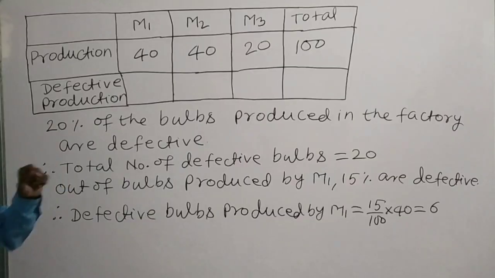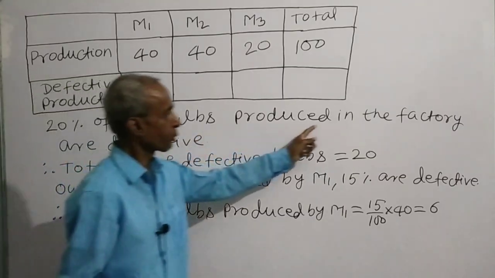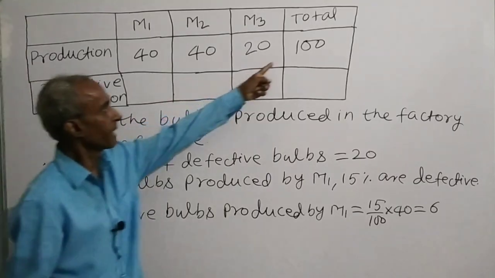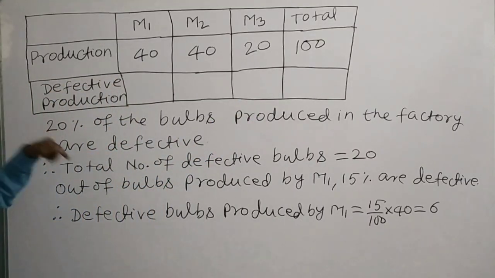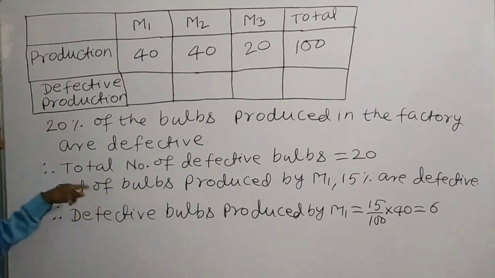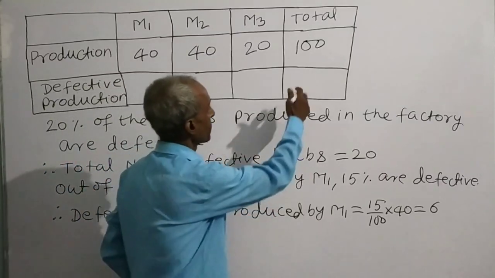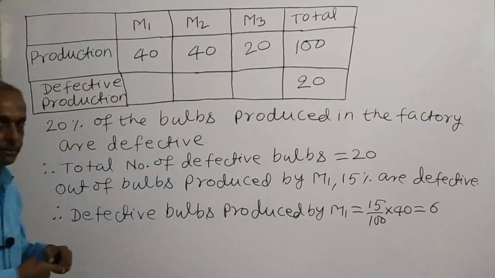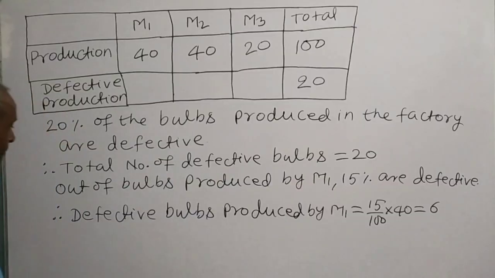It is given in the question that 20% of the bulbs produced in the factory are defective. Total production is 100, out of which 20% is defective. That means the number of defective bulbs will be 20. Total number of defective bulbs produced in the factory will be 20.